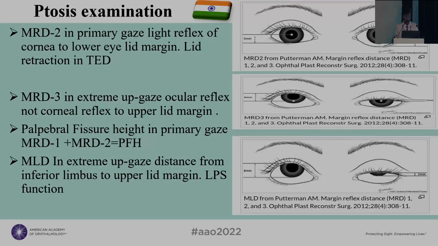MLD is the extreme up gaze distance from the inferior limbus. This is the inferior limbus to the upper lid margin. Yes, the LPS function is also estimated.